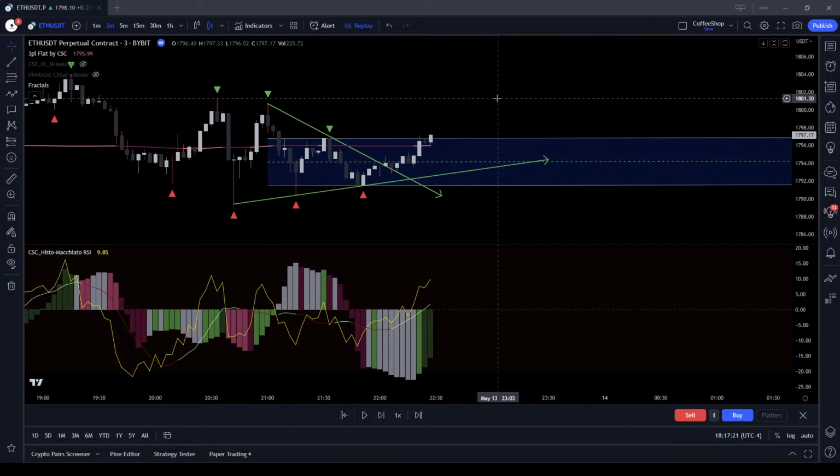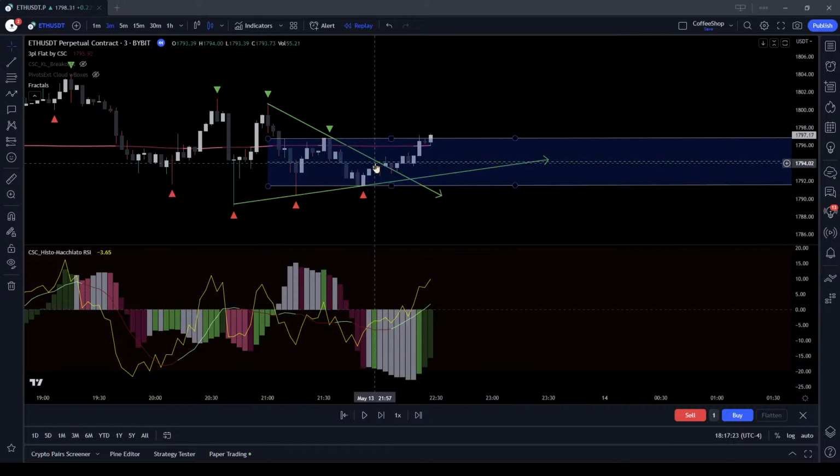You can see what's happening. You've broken out of this little triangle pattern, right? You've broken through the range. You're above your range. You don't have a new fractal yet. So here you could basically get into a long position, just right there. Your RSI is in an uptrend.